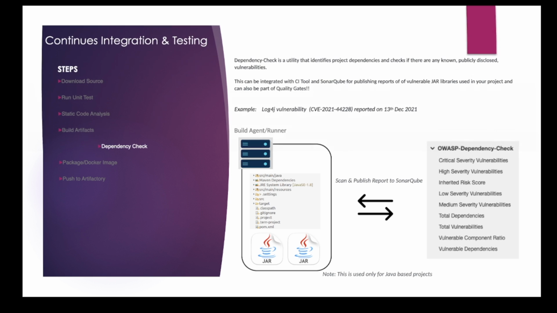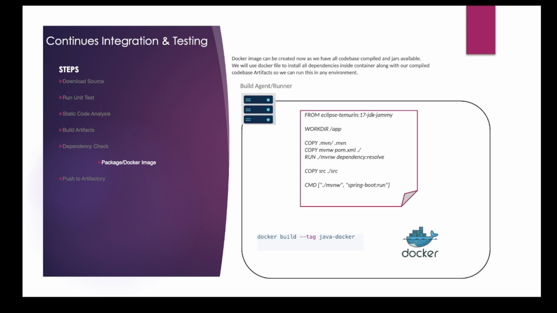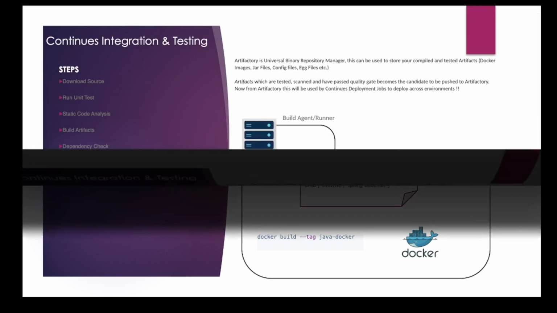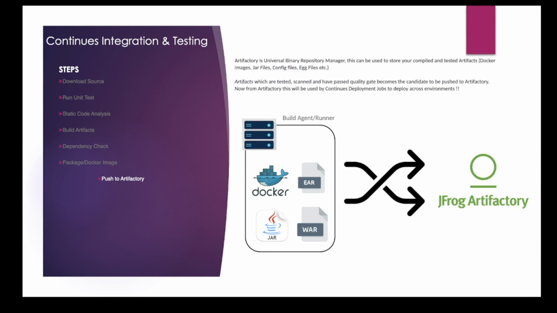Then we're moving to the sixth step, which is the Docker image creation. The benefit of creating a Docker image is that you can run it anywhere. Since we have our code base compiled and jars available, we will use a Dockerfile to install all dependencies inside the container along with our compiled code base artifacts, so we can run in any environment. This is a basic Dockerfile which will install all the dependencies, create a Docker build, and create a container for us.